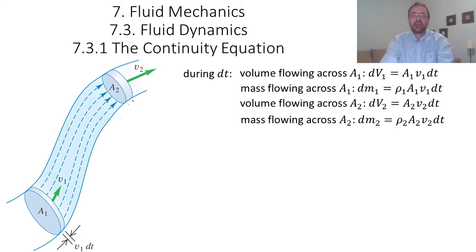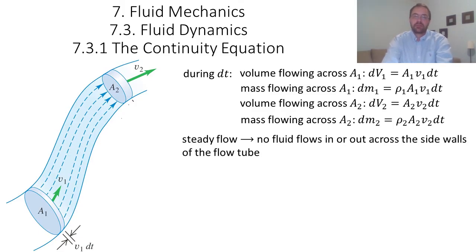And now, because it is a steady flow, then no fluid flows in or out of the sidewalls of the flow tube. Right? The flow is steady, so the particles that enter across A1 follow the same path as the previous particles, and eventually they will exit across A2. Right? No particles will cross the walls of the flow tube.